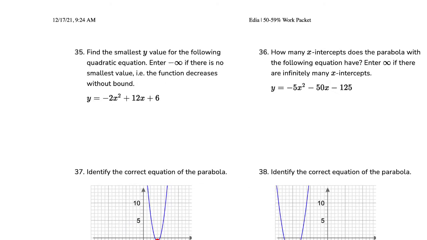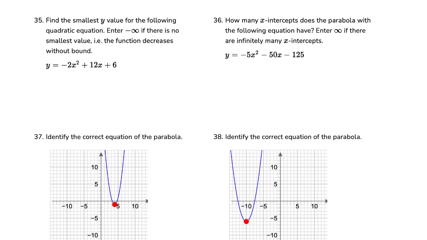All right, here comes page 8. Find the smallest value for y. So this is asking for a minimum here. Because smallest implies tiny, minimum. For which following quadratic equation, enter negative infinity if there is no smallest value.